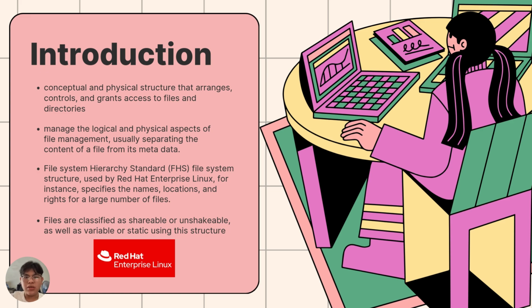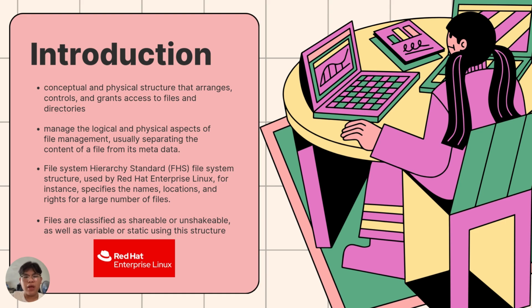The introduction. A file system is a conceptual and physical structure that arranges, controls, and grants access to files and directories. File systems manage the logical and physical access of file management, usually separating the content of a file from its metadata. A partition is divided into blocks by the file system.